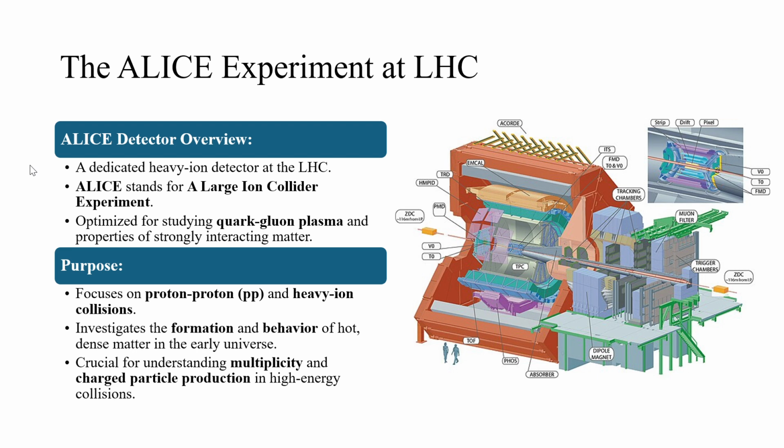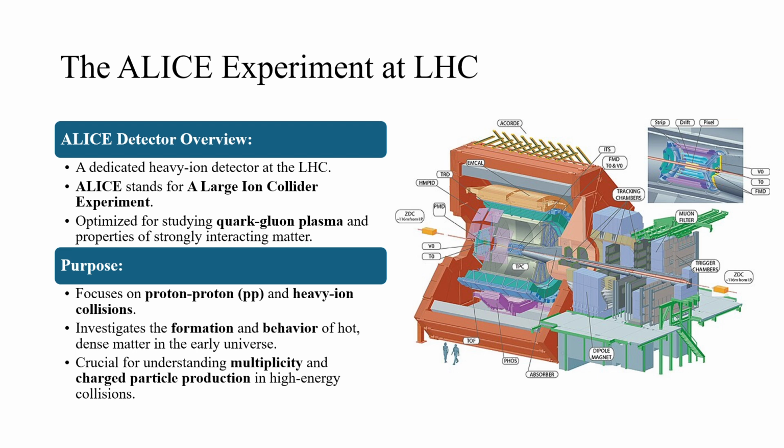A dedicated heavy ion detector at the LHC. ALICE is basically the heavy ion detector at the LHC, because whenever we have to collide heavy ions like lead and xenon, the ALICE detector is used. ALICE stands for A Large Ion Collider Experiment, as the name suggests. So yes, it is basically a heavy ion detector.